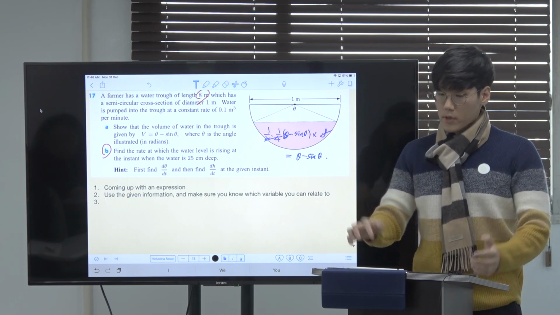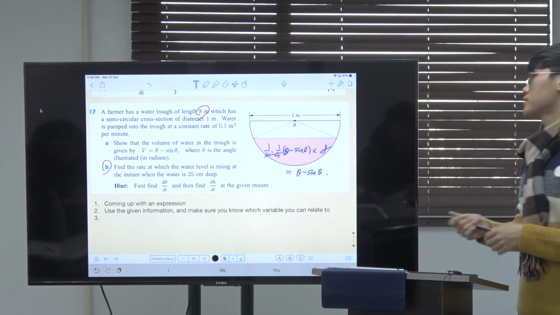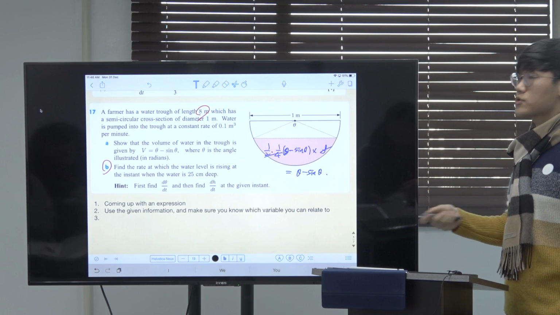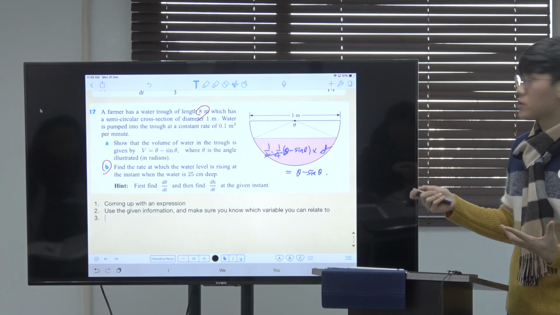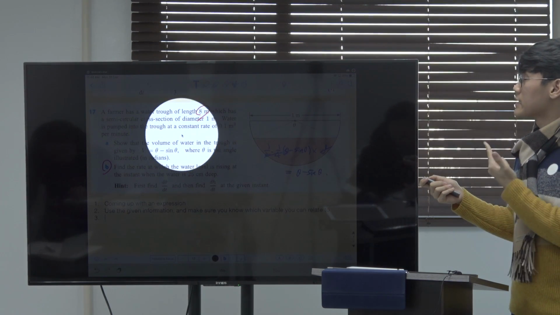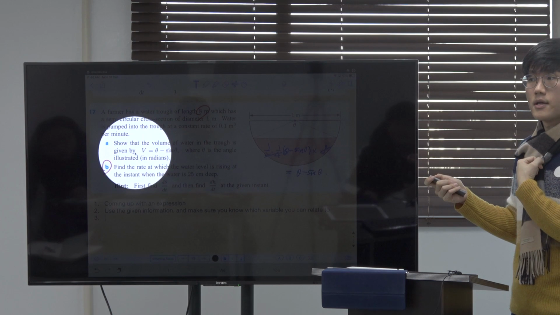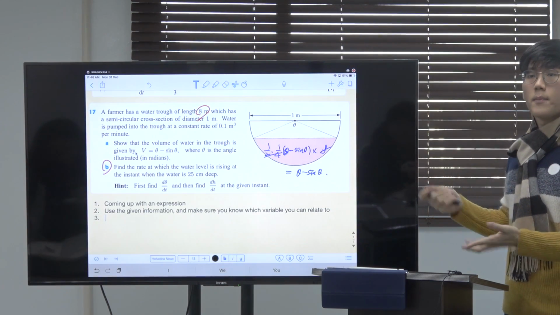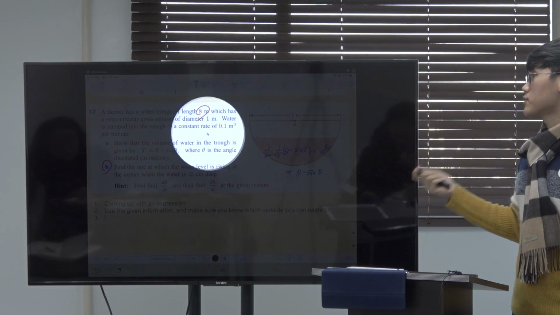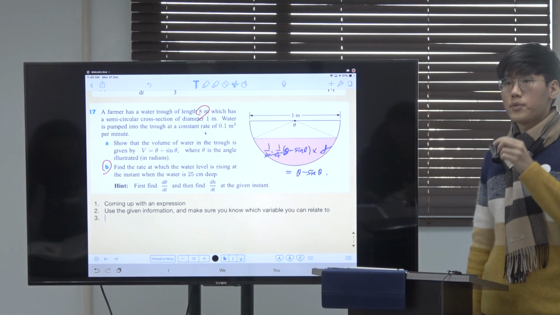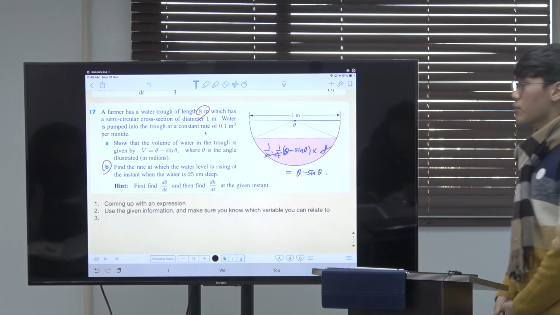Okay? For example, look, I'm given pretty many pieces of information in here. I got the diameter, so I know it's going to be the radius, and for that I associate the variable r. That's easy. But look, it says constant rate of 0.1 meter cube per minute. That's also given information. But what variable am I associating that with? What is it about?